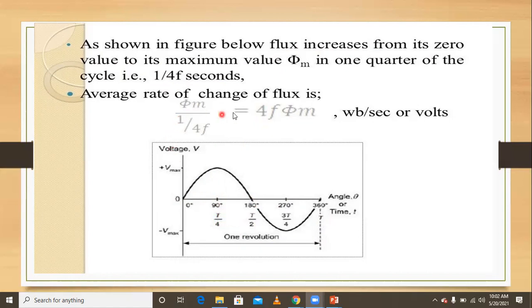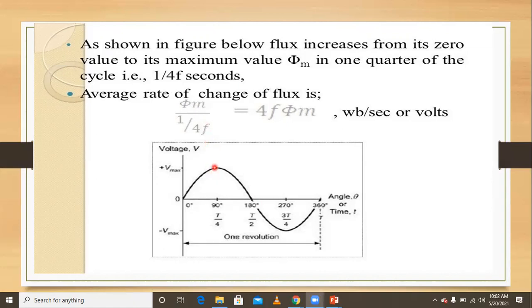Then the average rate of change of flux is phi m, the maximum value of the flux, divided by 1 by 4f. This is the average rate of change of flux in the transformer core from 0 to 90 degrees, that is, the time period 0 to T by 4, where the flux is slowly increasing.